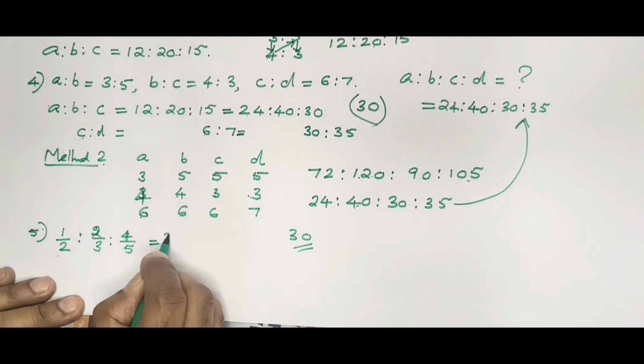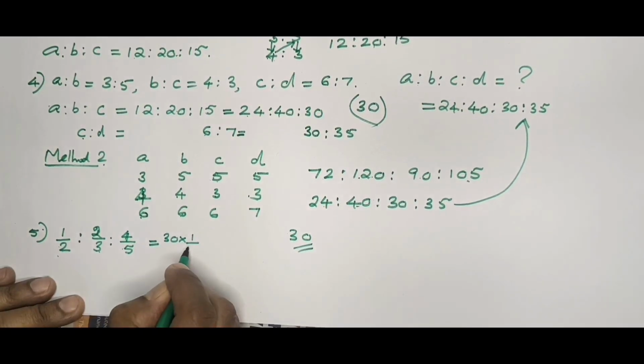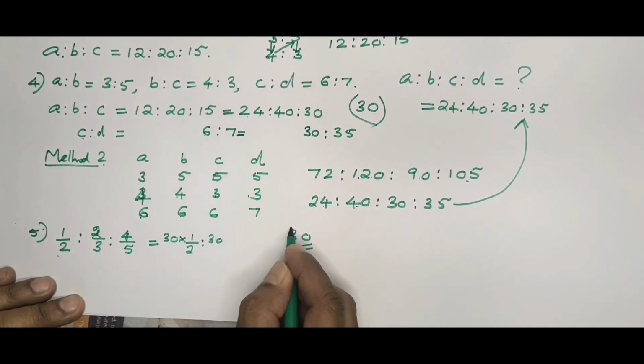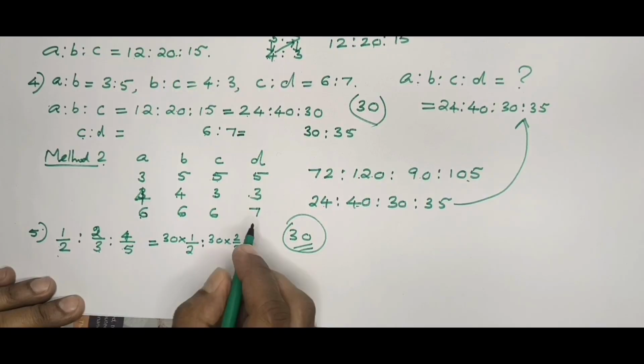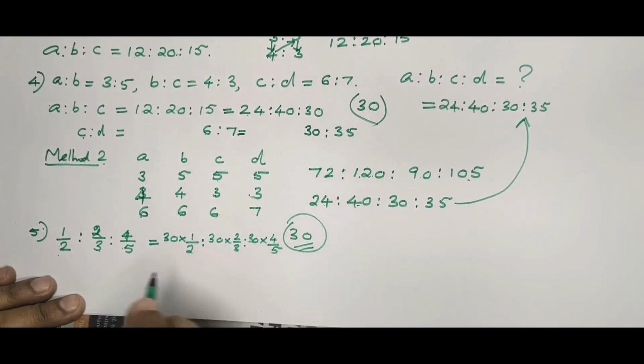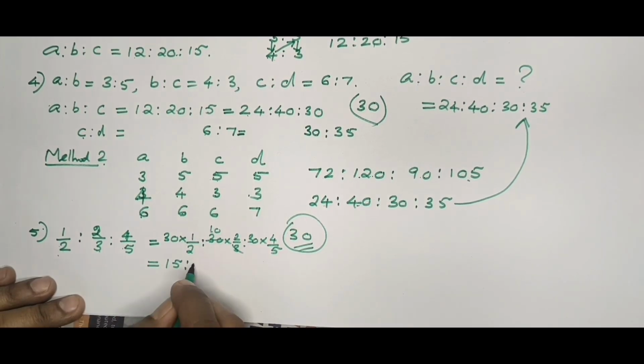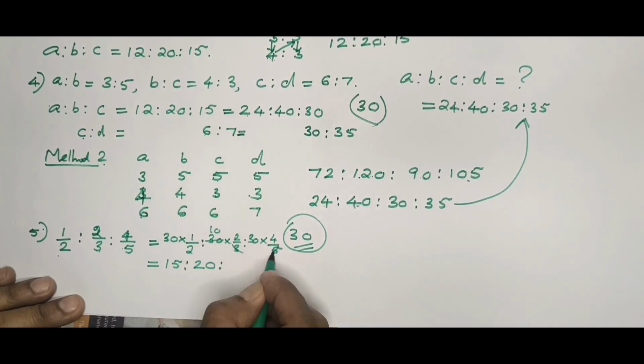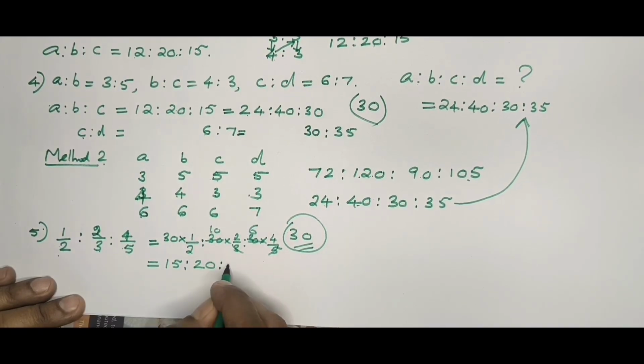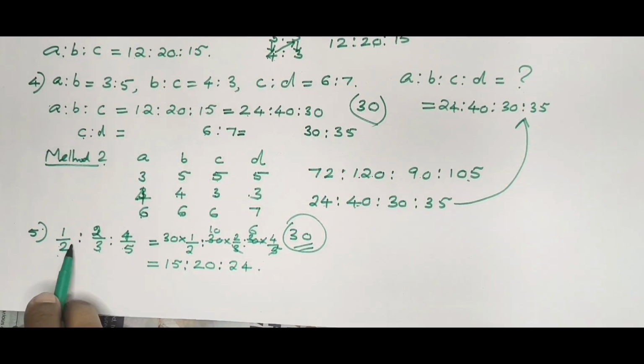So multiplying the first one, 30 multiplied by 1 over 2, 30 multiplied by 2 over 3, 30 multiplied by 4 over 5. This cancelled, you will be getting 15. This cancellation gives you what? 10. 10 multiplied by 2, 20. Here it goes 6 times. And 6 multiplied by 4, 24. This is how you convert a ratio with fractional terms into a ratio with positive integers.